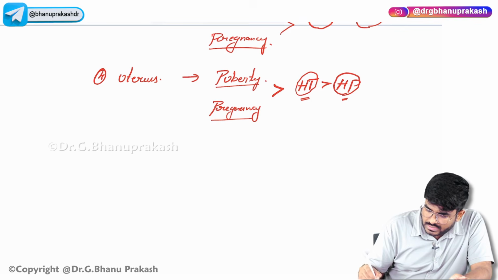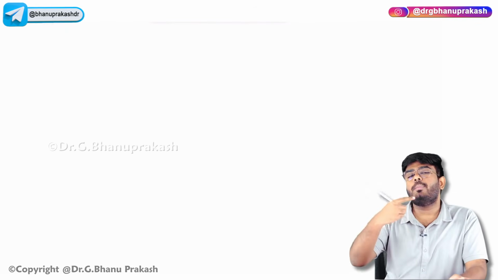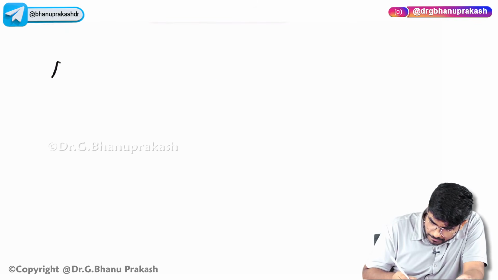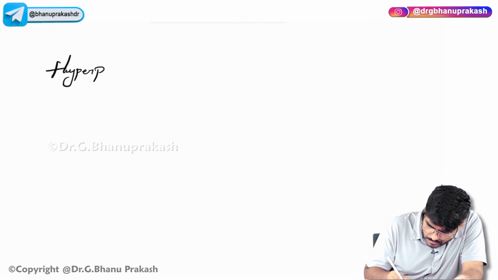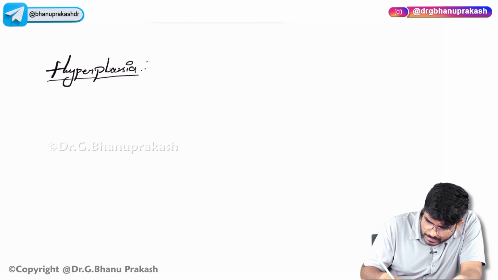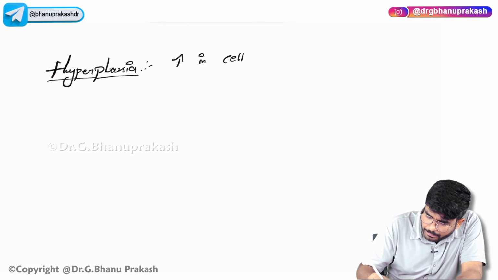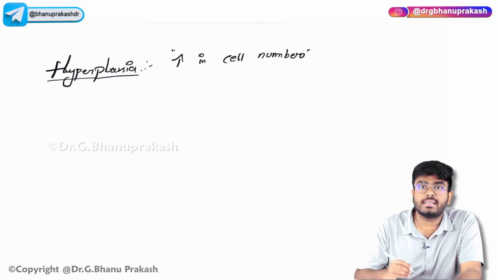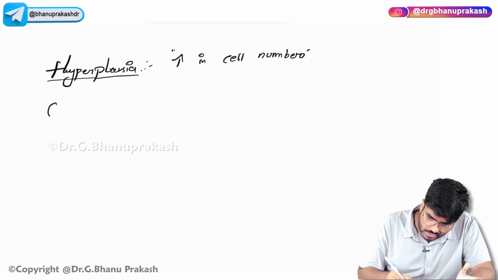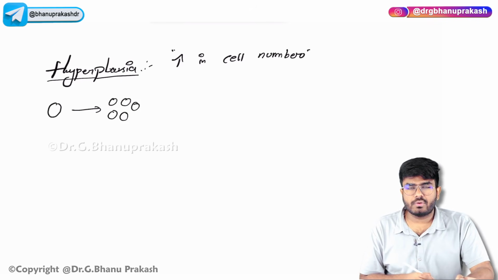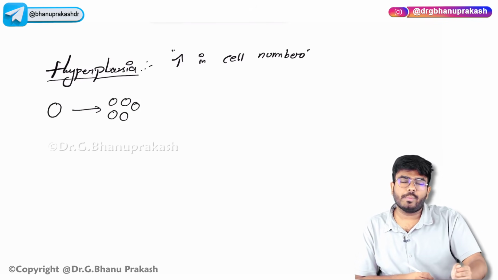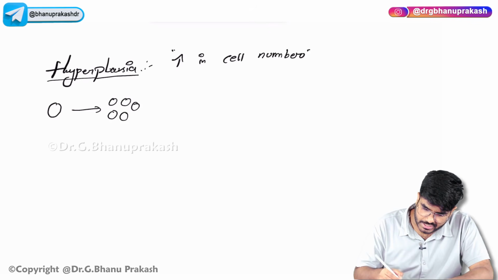Now, after this, let's discuss the second type of cellular adaptation, that is hyperplasia. So, what exactly is hyperplasia? It is an increase in cell number. The number of cells is increasing. For example, one cell divides and forms many cells. This is called hyperplasia.